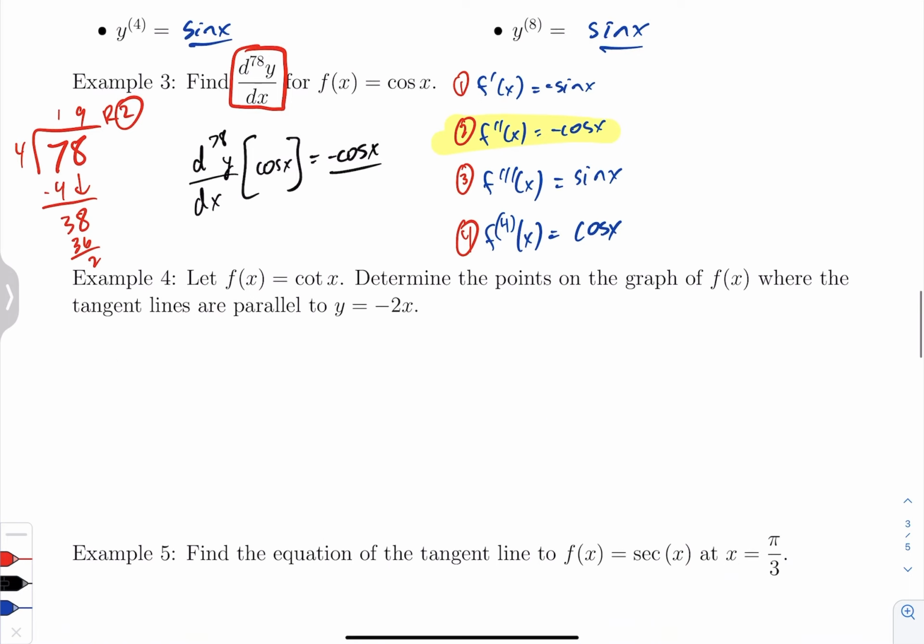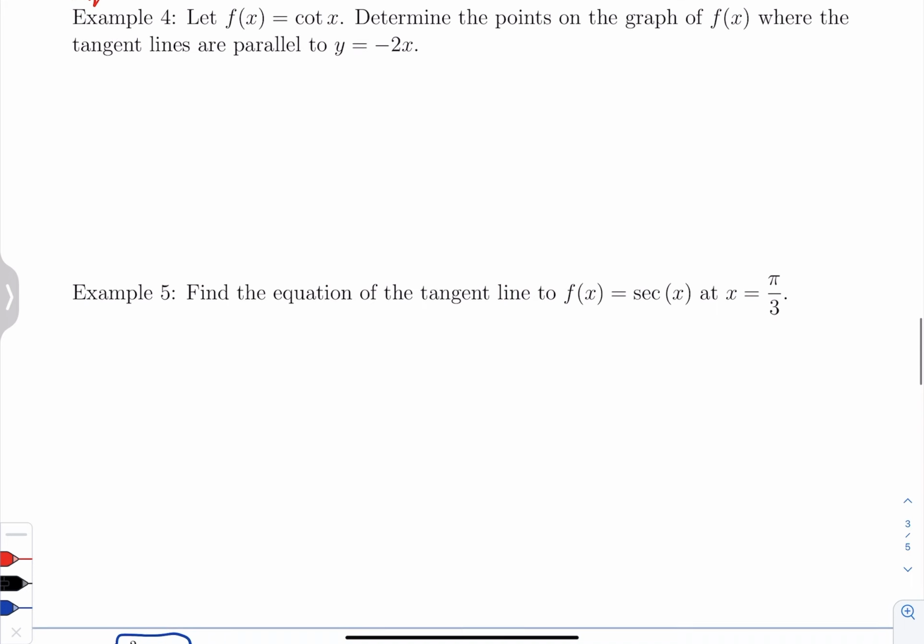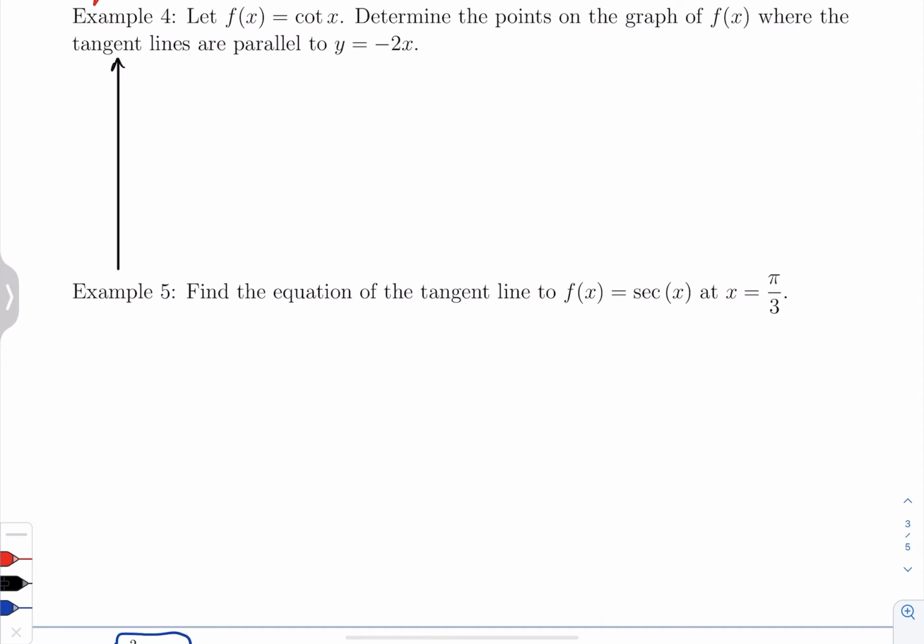Okay, last two examples here. Example 4 says, let cotangent of x be our function. Determine the points on the graph of f of x where the tangent lines are parallel to y equals negative 2x. All right, so one thing to think about here first is maybe to remember what the graph of cotangent of x looks like.